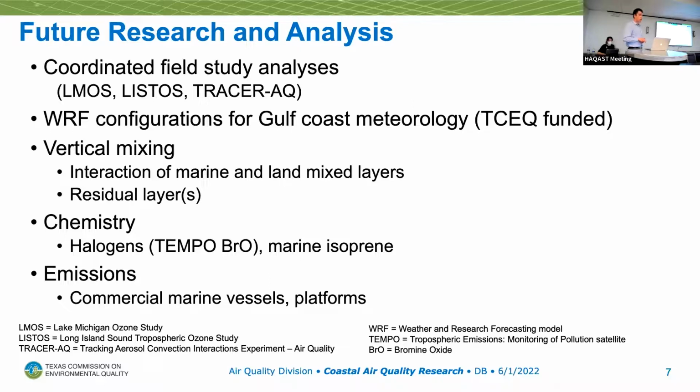Chemistry, we've done some work in the past in terms of trying to understand how well our models are doing, and thinking that they're over simulating ozone formation, and part of that was perhaps due to our underrepresentation of halogen chemistry. And so looking at some of the green paper analyses and things with TEMPO, it seems like there might be some observations that would be beneficial. And so we're excited to see about that, of bromine oxide or iodine. I've always been interested in marine isoprene, and I've talked to Dana Tong about that a number of times. So maybe we can get some observations of that through satellite analyses that can then be input into our models as well. And then emissions, and we're always trying to improve our emission estimates, especially in these coastal environments of commercial marine vessels and offshore platforms.